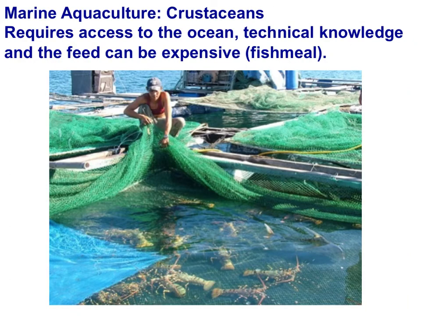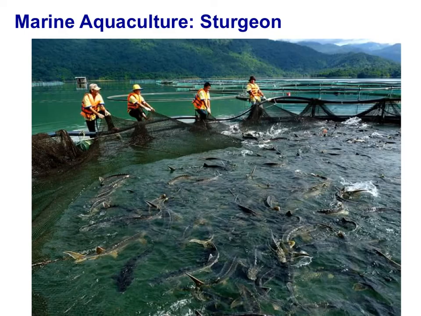Aquaculture is regarded as an important provider of much-needed high-quality animal protein and a provider of employment opportunities. Here is an image of marine aquaculture, crustaceans, lobsters. Remember, aquaculture includes the farming of many different kinds of species. Here is a photograph of the marine aquaculture of sturgeon. Marine aquaculture requires access to the ocean, it requires technical knowledge, and the feed can be quite expensive, as it is typically fish meal. There are environmental issues in aquaculture. More on that later.